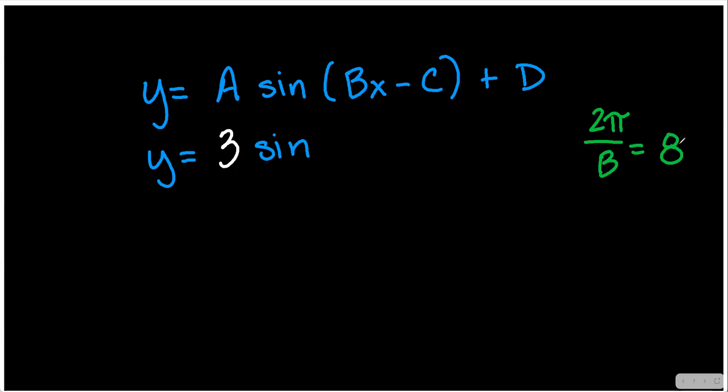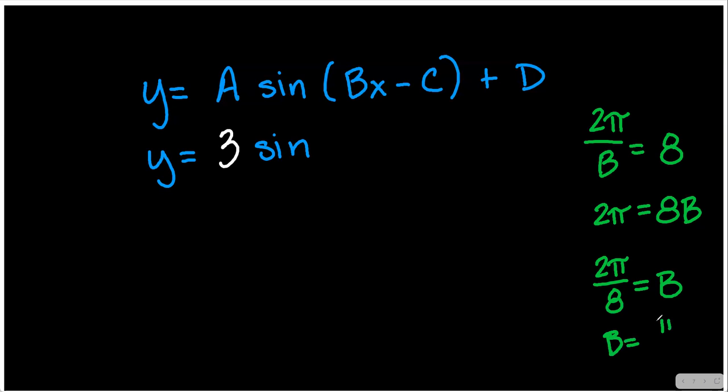Okay. So if I multiply this out, I've got 2 pi is equal to 8b. But I want b by itself, so I'm going to divide. So I've got 2 pi over 8 is equal to b, or b is equal to pi over 4. So I now have another value I can put in here, pi over 4. Now I've got to see if there's anything else I can solve for.